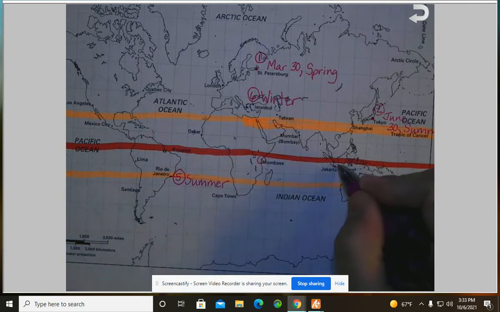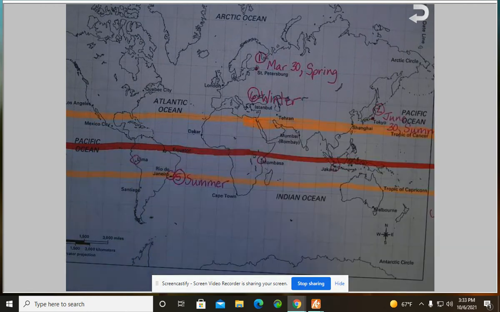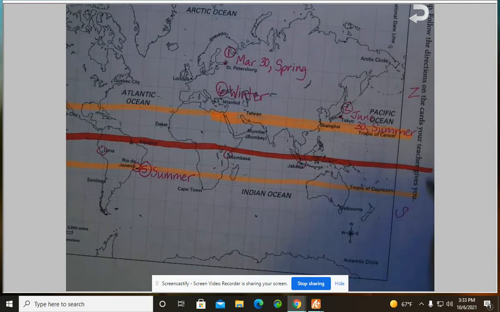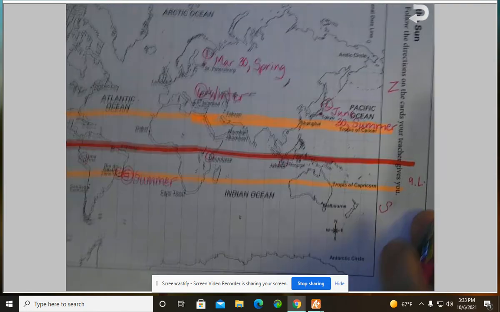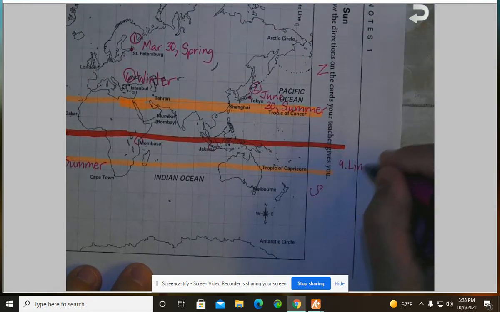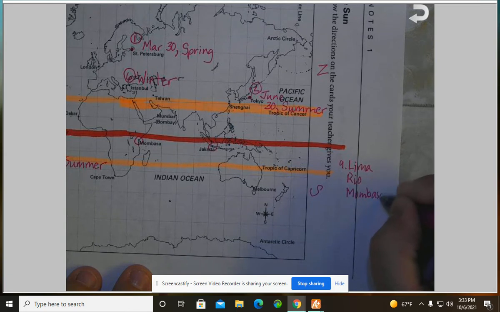We have 1, 2, 3, 4. So number 9 is Lima, Rio, Mombasa, and Jakarta. So Lima, Peru, Rio, Brazil, Mombasa, India, and Jakarta, Indonesia.